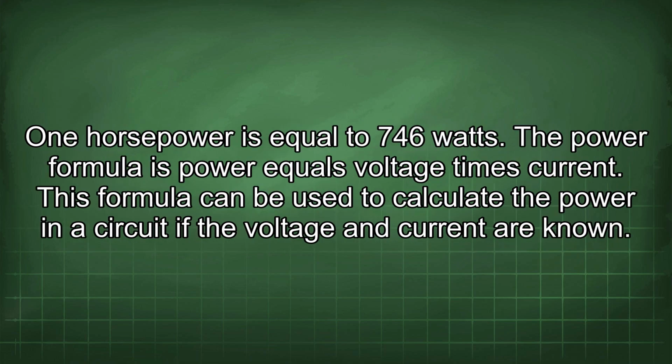1 horsepower is equal to 746 watts. The power formula is power equals voltage times current. This formula can be used to calculate the power in a circuit if the voltage and current are known.